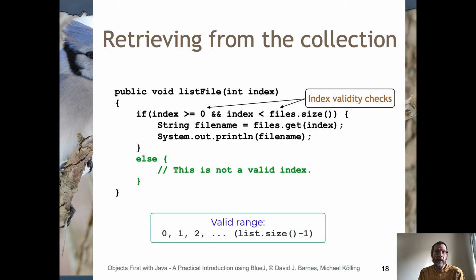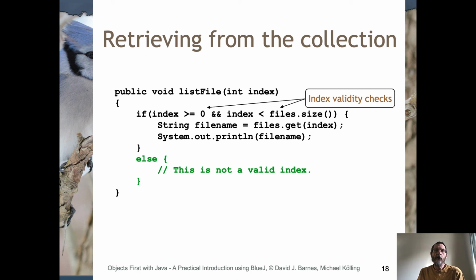So because index values start at 0, if a collection contains, let's say, 3 items, the valid index values will be 0, 1, and 2. So the largest valid index value is 1 less than the size of the collection, which is 3. Similarly, if the list had 10 items in it, then the largest valid index would be 9, 1 less than 10.